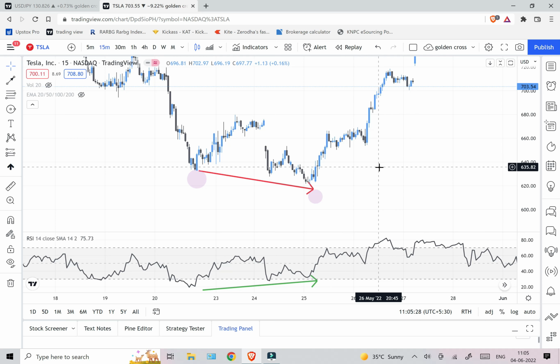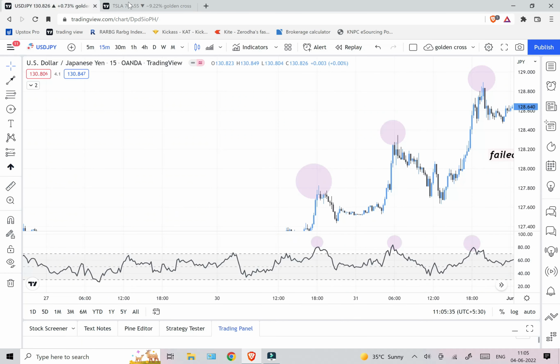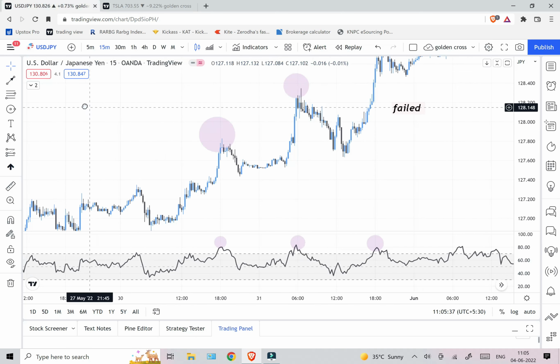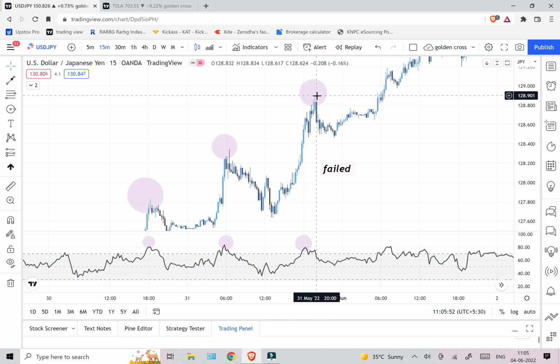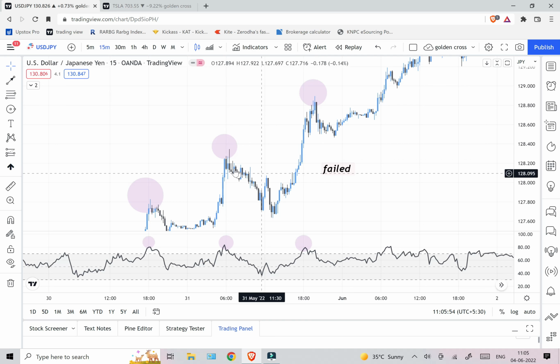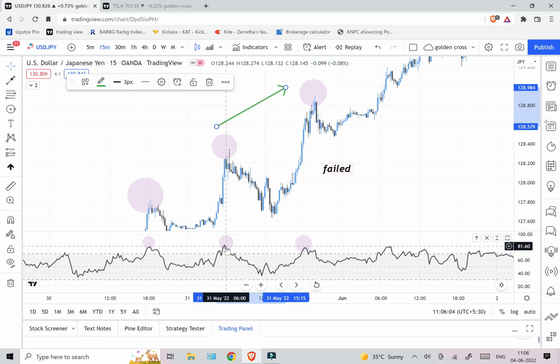Now let us see an example for bearish divergence also. Okay, now coming back to USD JPY, point 1 and point 2. In this case the price went up like this, and the indicator, see what the RSI value is, 84.67, and over here it is 80.37. That is lower, right? It shows bearish divergence.